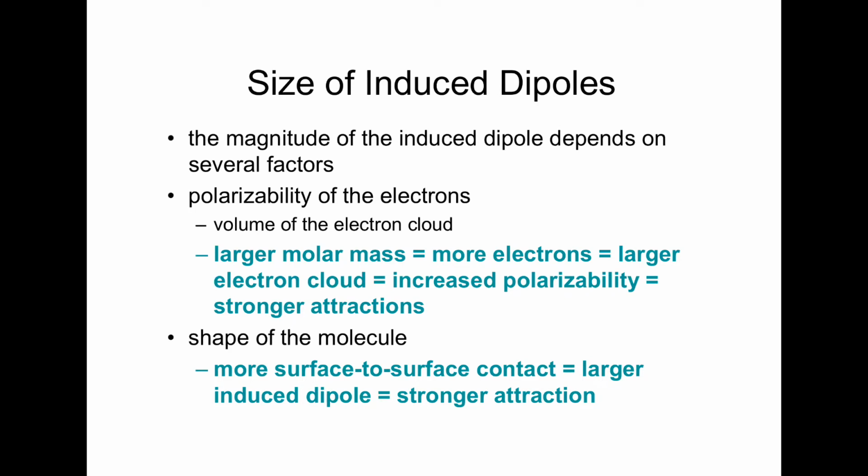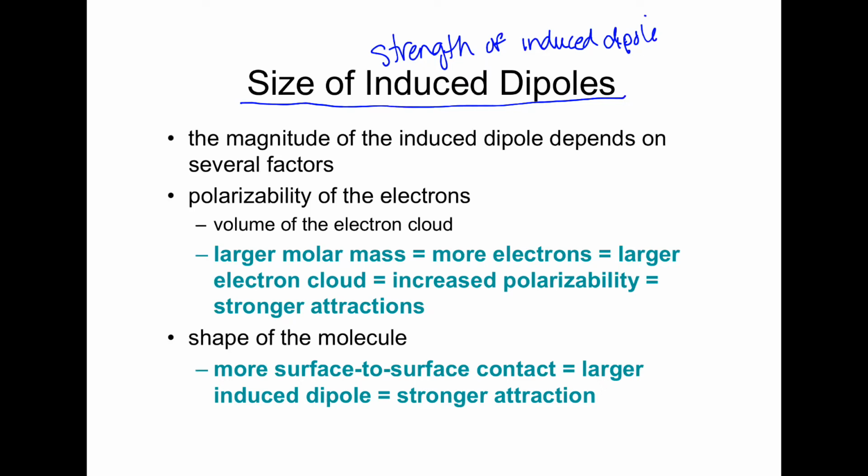Yep. So to sum this up, the size of the induced dipole, which is another way of saying the strength of the induced dipole, has to do with a couple different things. It has to do mainly with the polarizability. So the more molar mass, the more electrons, the more polarizable, the stronger attractions. That's really the same story as it is for dispersion forces. There's the more electrons, the more of a mismatch you can get. And it also has to do with the shape of the molecule, and we'll see some data that shows that that's true.